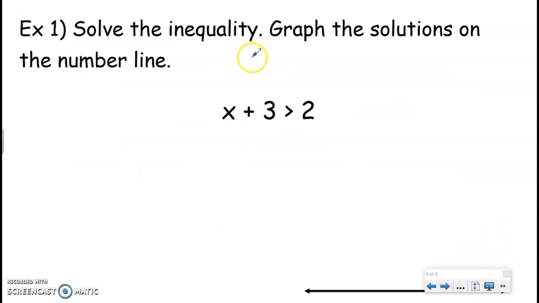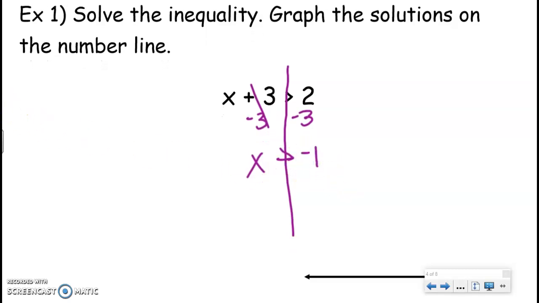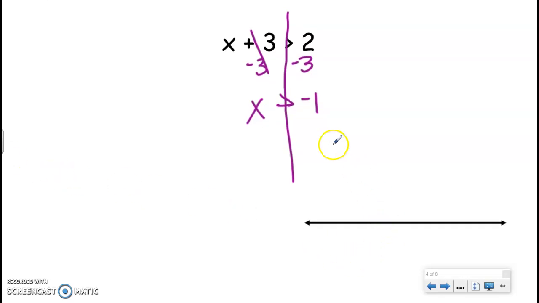Okay, first one, same idea, still drawing our line through the inequality sign this time. And if I have x plus 3, to get x alone, I'm going to subtract 3 from both sides. So if I do that, 2 minus 3 is negative 1. Since I did not multiply or divide in this problem, I don't need to worry about flipping my sign. So my answer is that x is greater than negative 1.